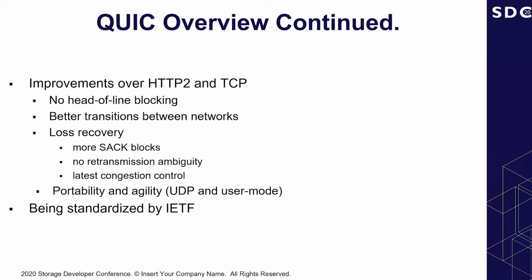And QUIC being relatively recently developed, it has the benefit of using the latest congestion control algorithms. And it allows for better portability and agility, being on UDP and also being available in user mode. You have the benefit of easier deployments. And QUIC, though originally proposed by Google, is being standardized by the IETF. So it has the benefit of contributions from all the parties that are interested in the protocol.